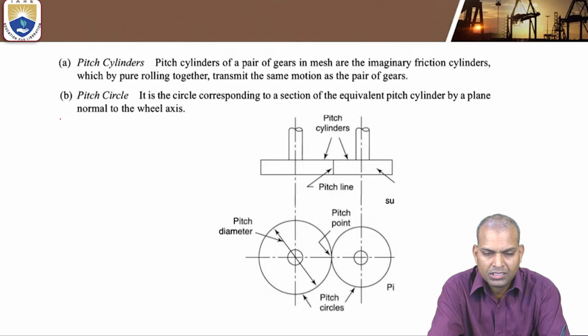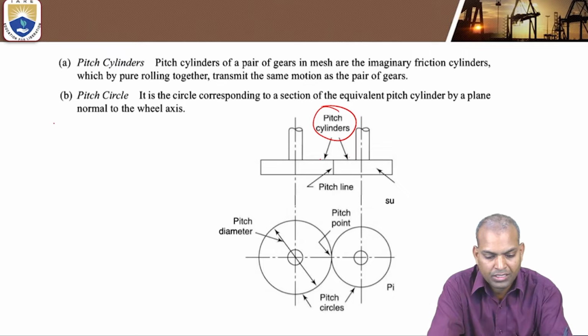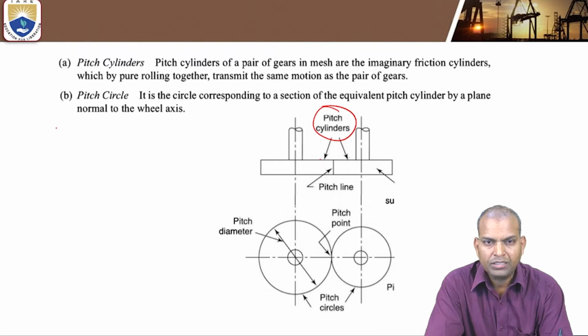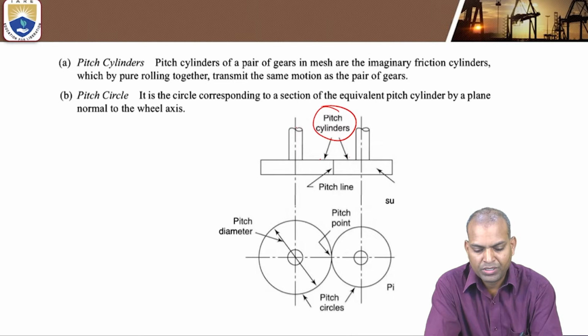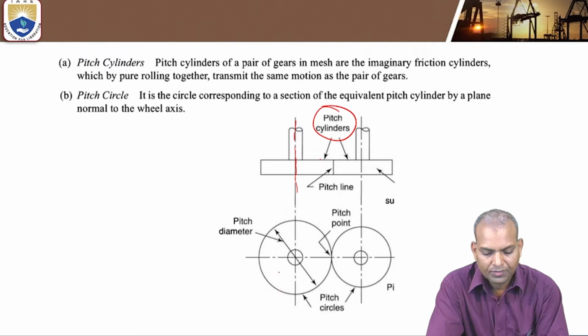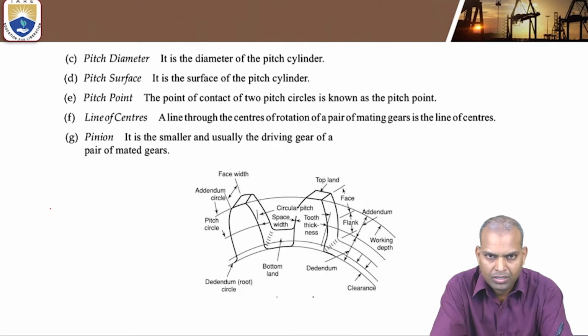And the pitch circle. These are the pitch cylinders, these two. Pitch circle means a circle corresponding to a section of the equivalent pitch cylinder by a plane normal to the wheel axis. This is the axis of the wheel; normal to that, in the top view, it looks like a circle. This is the pitch circle. The diameter of the pitch circle is known as the pitch diameter, the diameter of the pitch circle or pitch cylinder.